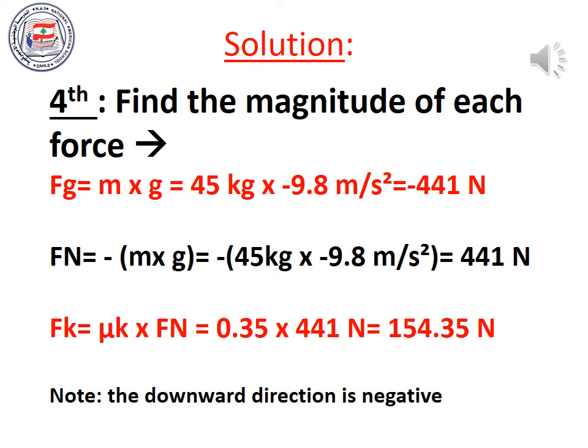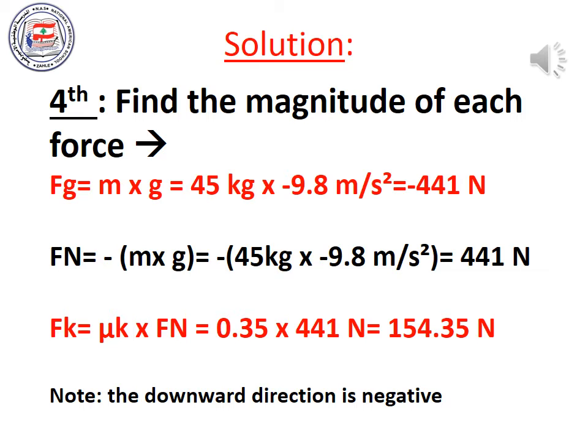In the fourth step, we find the magnitude of each force. The gravitational force is equal to mass times acceleration due to gravity, equal to 45 times minus 9.8, equal to negative 441 newtons. The normal force is equal to minus m times g, because it is opposite to gravity. So it's equal to minus 45 times minus 9.8, and the answer is positive. Why? Because the normal force is upwards and the gravitational force is downwards. This is why the normal force is positive and the gravitational force is negative, because we consider the downward direction as negative.